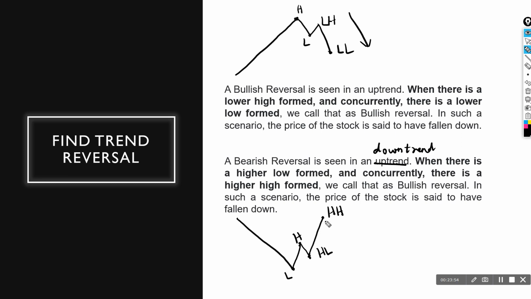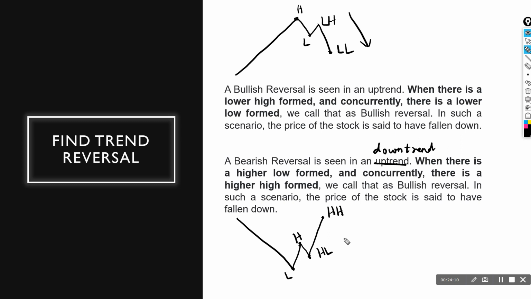Please note that again in such a situation, and this is with respect to both bullish and bearish reversal, it can see a sideways trend for some time and then show either an uptrend or a downtrend. I hope this was clear, right?